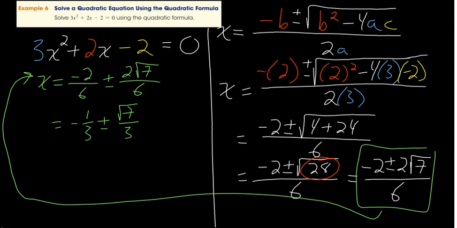So let's just think here. If D is that number, and that number is greater than 0, like the square root of 7, or on the previous page the square root of 28, then, with the plus or minus out front, we have two solutions. My two solutions were -1/3 plus the square root of 7 over 3, and -1/3 minus the square root of 7 over 3. So I had two real solutions. That makes sense.